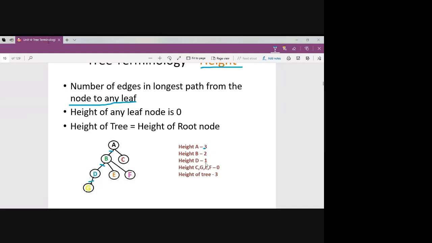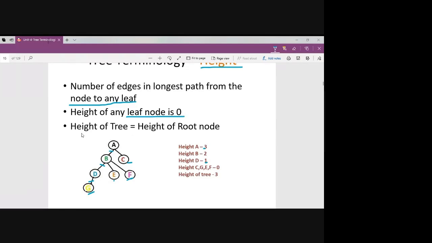So height of D is 1. But when I take maybe E, F or C, all are considered as your leaf node, and even G also. These all are leaf nodes. So height of any leaf node will be 0, because height itself is from the particular node to the leaf. So when I take the height of a leaf node, there are no more edges down. So leaf node will always be 0.